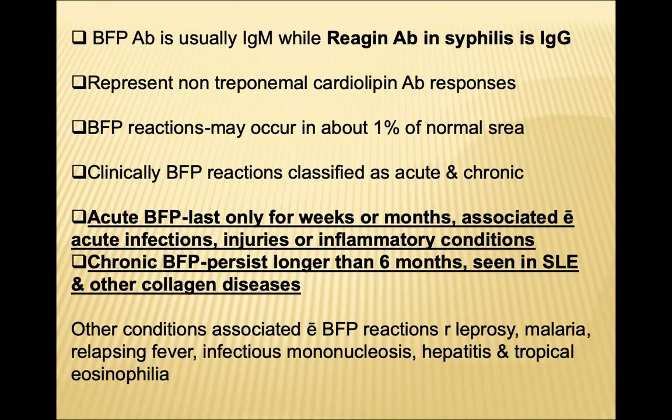So where all can you see these biological false positive reactions? These can be seen in leprosy, malaria, relapsing fever, infectious mononucleosis, hepatitis, and tropical eosinophilia, to name a few. You can also have a physiological condition where you can have a false positive. That is pregnancy. During pregnancy, you may have false positive reactions.